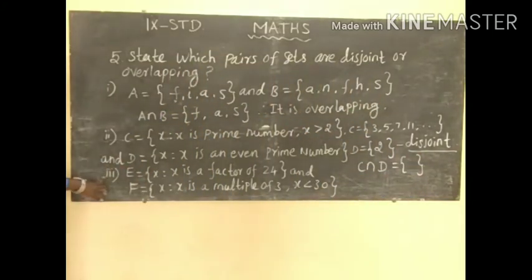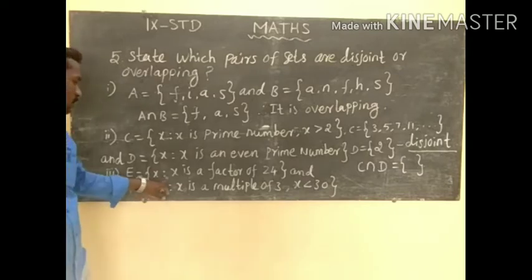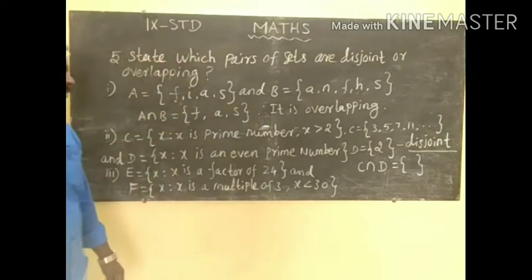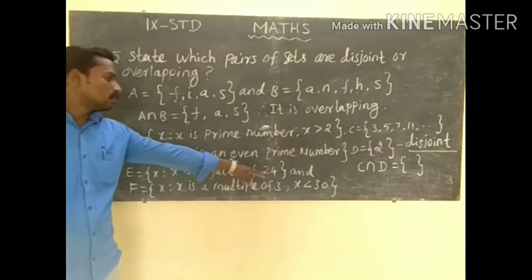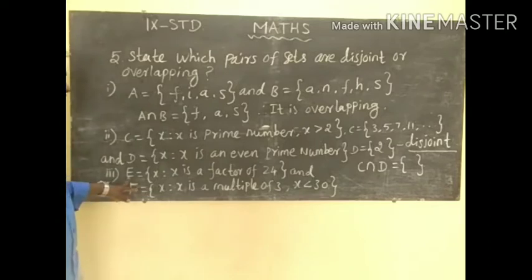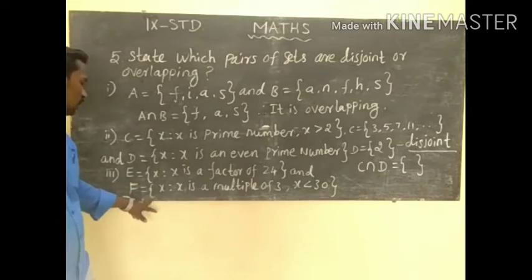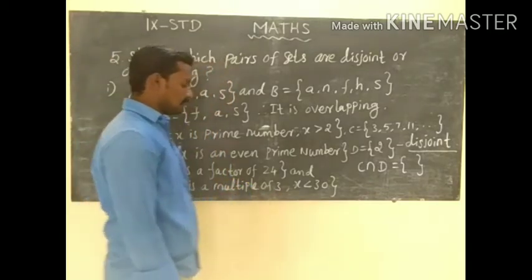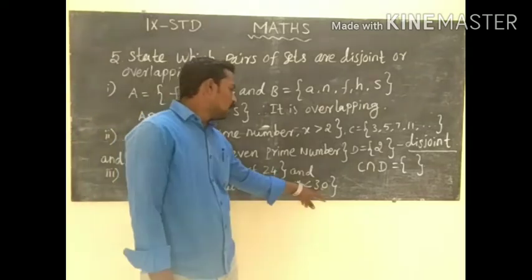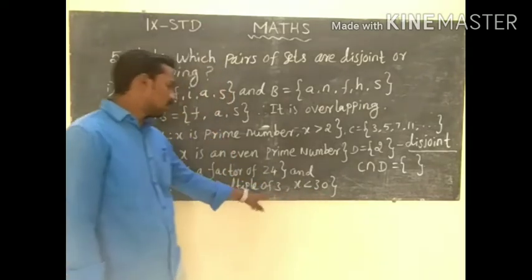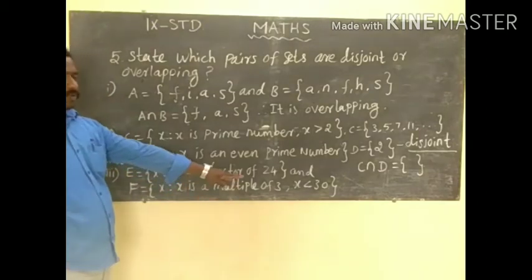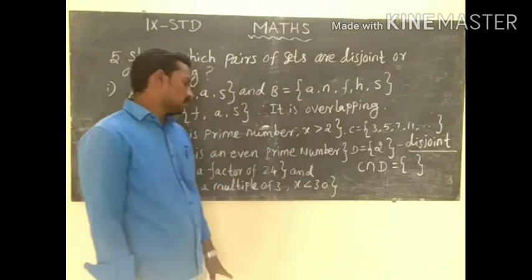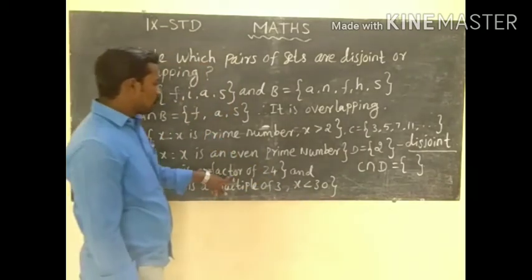The third sum: E is equal to the set of all x such that x is a factor of 24. First find out the factors of 24 and write the set E. Then F is equal to the set of all x such that x is a multiple of 3, and only values below 30 appear. Multiples of 3: 3, 6, 9, 12, 15. These are the multiples of 3 up to below 30. E is the factors of 24.